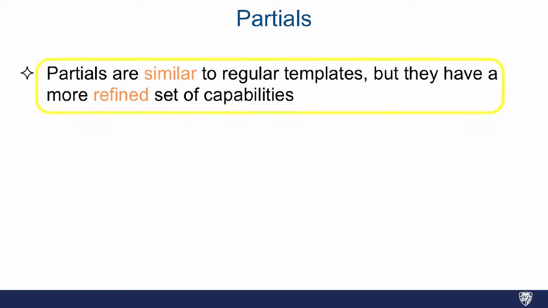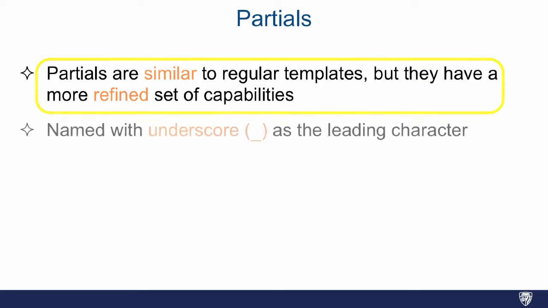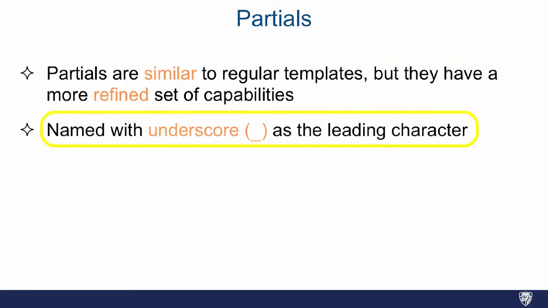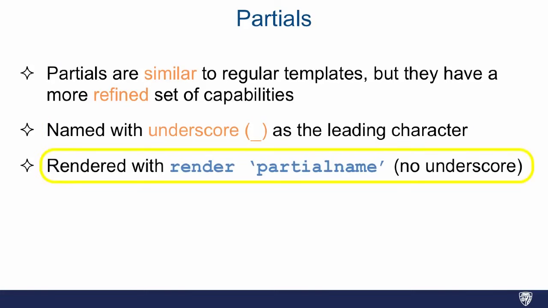Partials are similar to regular templates, but they have more refined capabilities. They are named with an underscore to signify that this is a partial, it's not a regular template. Now when they are rendered inside a template, they are rendered with just a regular name. There's no underscore there, the underscore is just part of the file name, which starts with an underscore.